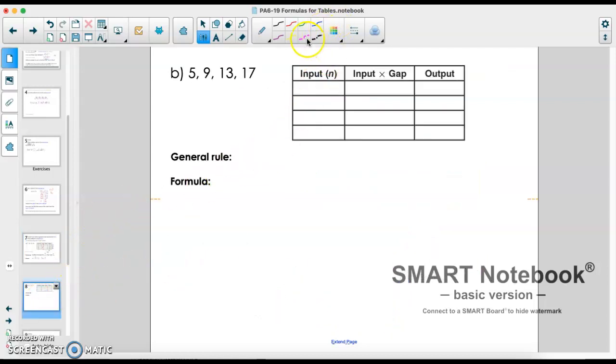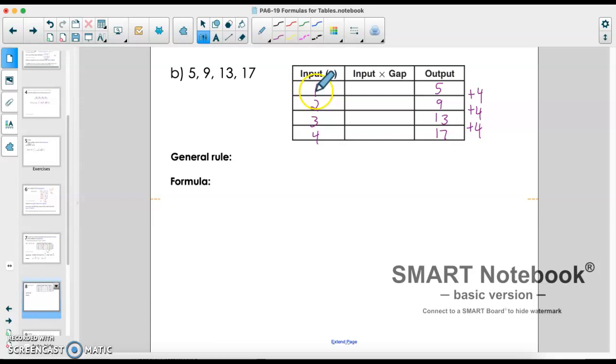So let's try one more, okay? So here's my inputs, 1, 2, 3, 4. Here's my output, 5, 9, 13, 17. I have to identify gaps. To get from 5 to 9 is plus 4, 9 to 13 is plus 4, 13 to 17 again is plus 4. So this is my gap. They should almost have like a little gap column here. But anyway, that's my gap.